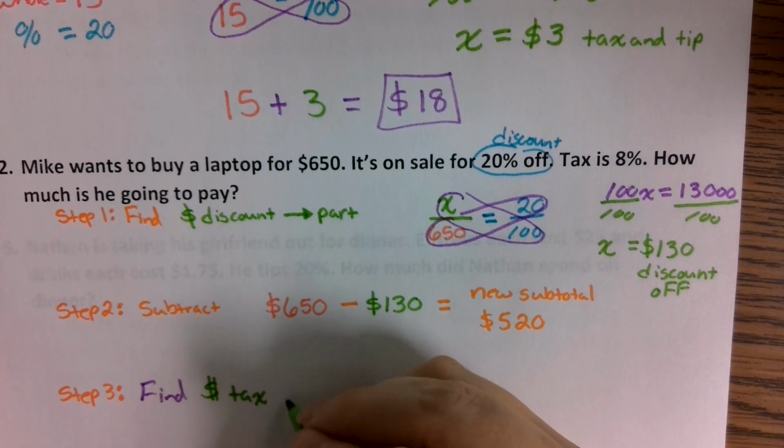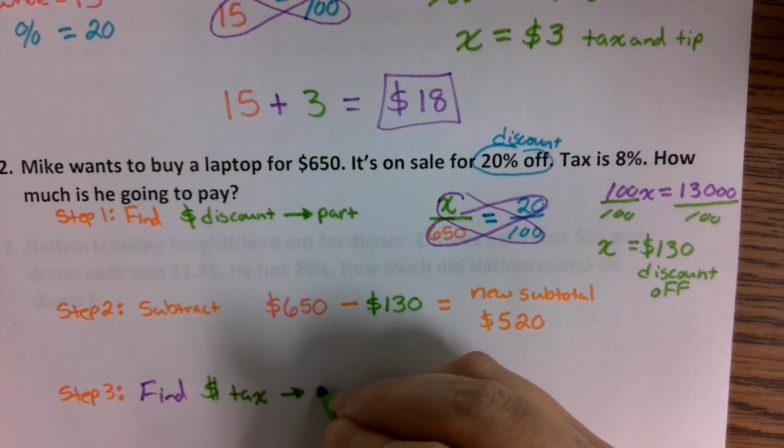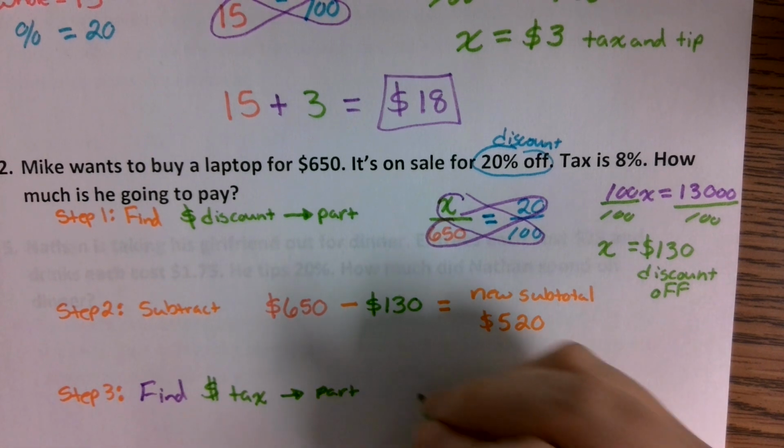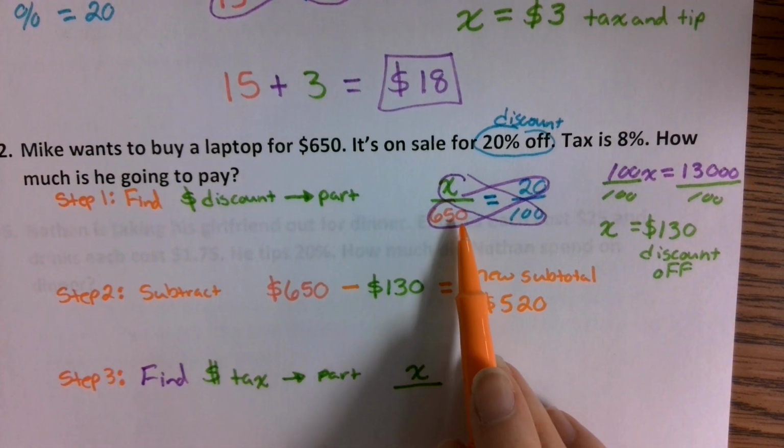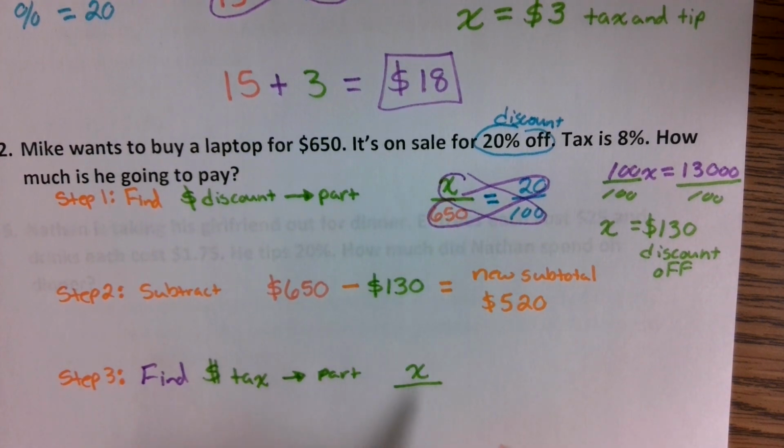Okay, so that becomes your new part. So when we set this up, we're going to have it as x over, what's the whole? Is the whole the original 650 or is the whole the 520? Come on, guys. The whole. Our original whole was $650. Is it going to stay $650 when we do tax, or are we doing tax on the new subtotal? You guys got to tell me.